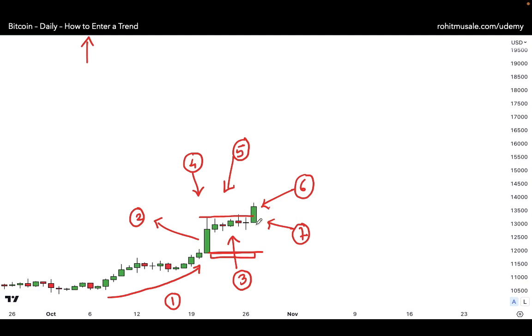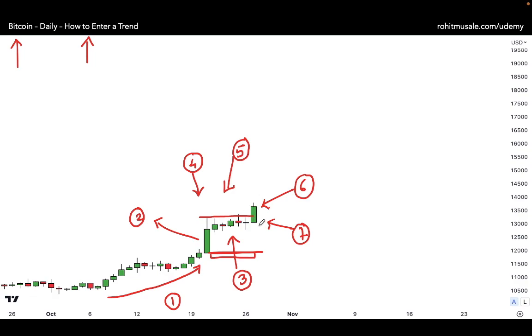And number 7, preferably the last candle should open above the close of the prior candle. Now in this case, that has not happened. The close of the prior candle is equal to the open of the next candle because it's a continuous, 24-hour market. Whereas if you look at stocks, there is a possibility that the opening price of the last candle is above the closing price of the prior candle. That's the ideal scenario. So those are the 7 conditions that need to be satisfied. Watch this video again to clearly understand these 7 conditions. Unless these 7 conditions are satisfied, you are not allowed to take the trade.